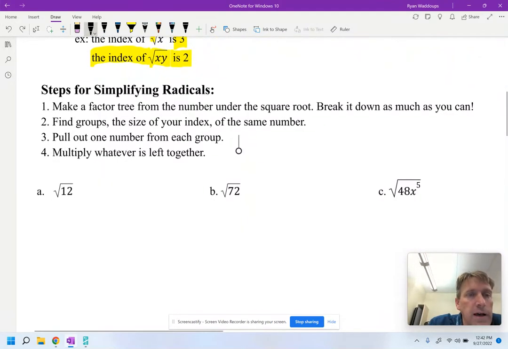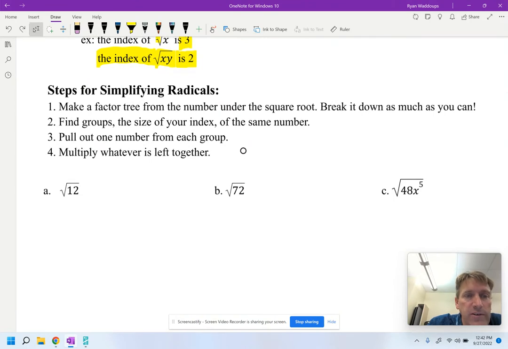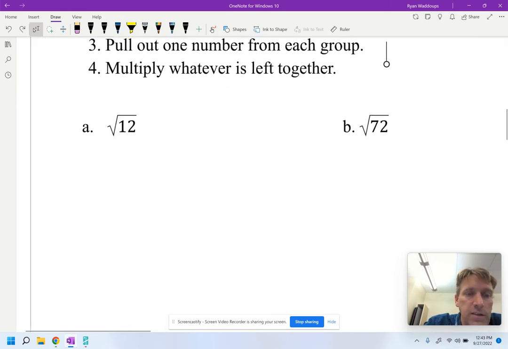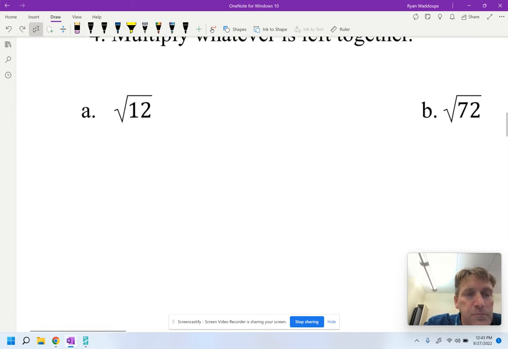All right. Steps for simplifying radicals. We make a factor tree from the number under the square root. Break it down as much as you can. Find groups the size of your index of the same number. Pull out one number from each group and multiply whatever is left together. Let's look at the first as an example.